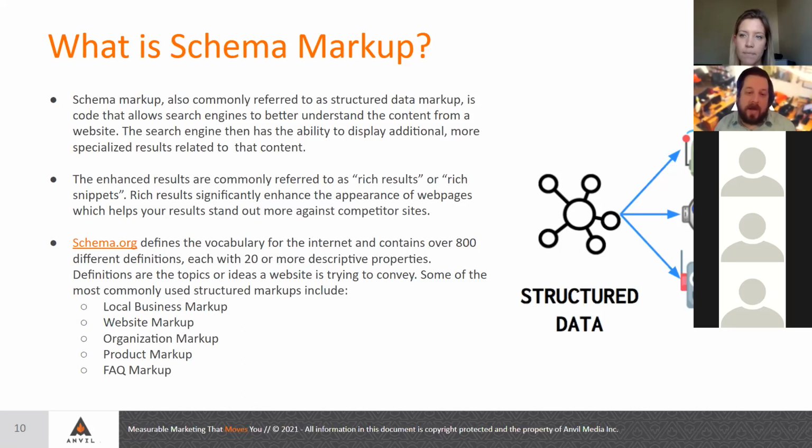Schema markup is defined on schemaorg.com. That website contains over 800 different definitions, each with up to 20 or more descriptive properties. And these definitions are those topics or ideas which the web page or the website is trying to convey. Some of those most commonly used structure markups that we see here at Anvil are the local business markup, website markup, organization markup, product markup, and the FAQ markup.